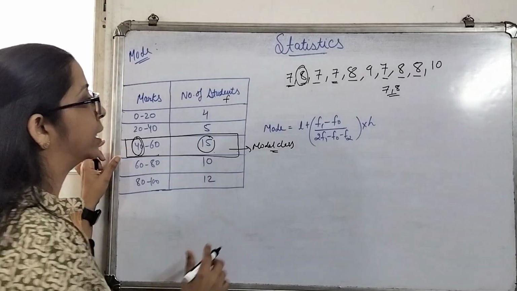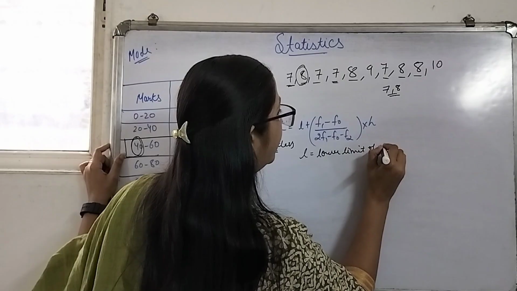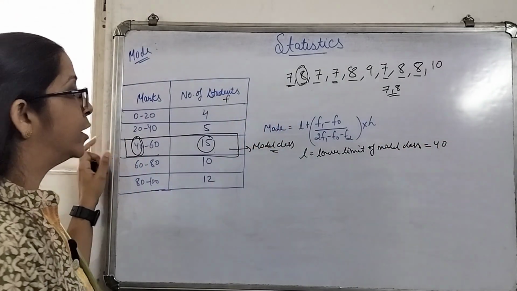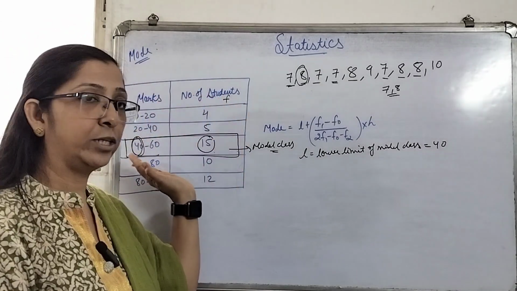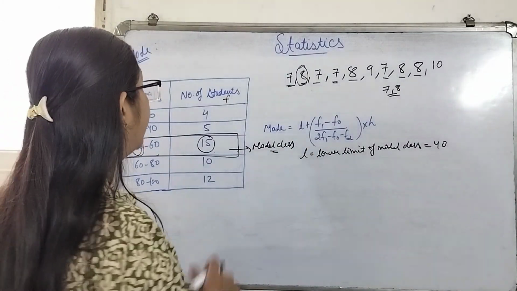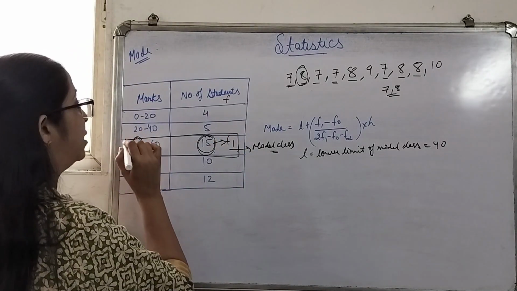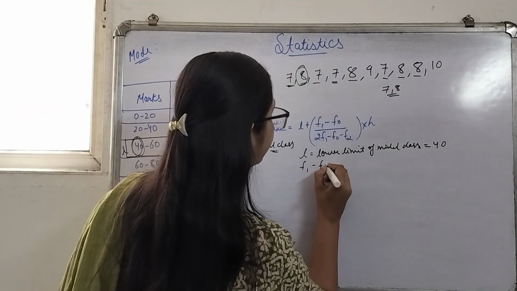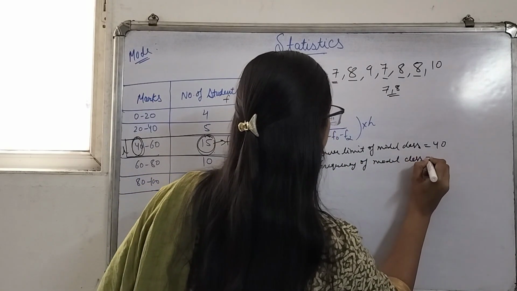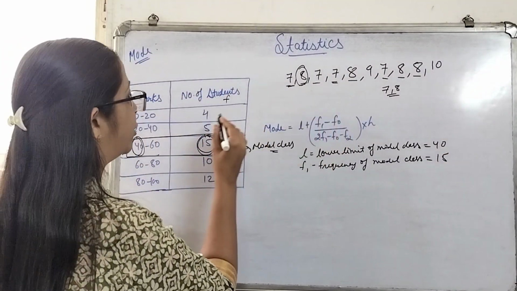So the lower limit of the modal class is your l, which is 40 from here. First of all we have selected the modal class, and its lower limit is denoted by small l. The frequency of the modal class is your f1, which is 15.